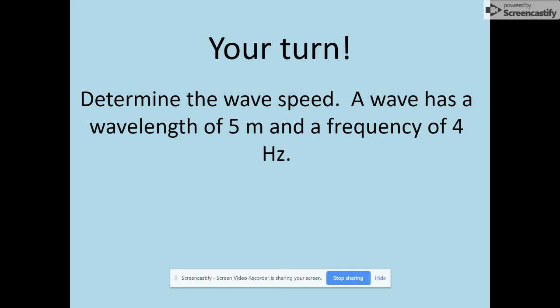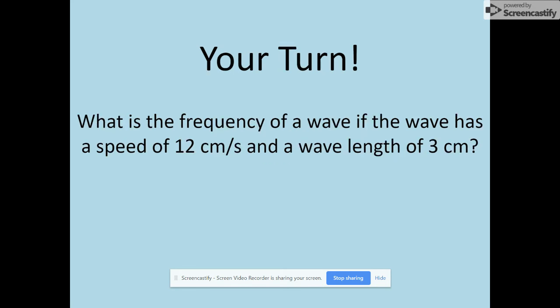Okay, now we're going to try to determine a wave speed. A wave has a wavelength of 5 meters and a frequency of 4 hertz. Write your answer in the blank. Okay, and you should have gotten that. That's how you check your answer. Okay, frequency of the wave, 12 centimeters per second and a wavelength of 3 centimeters. It's going to pause you there. You fill in your answer. And there's your check.